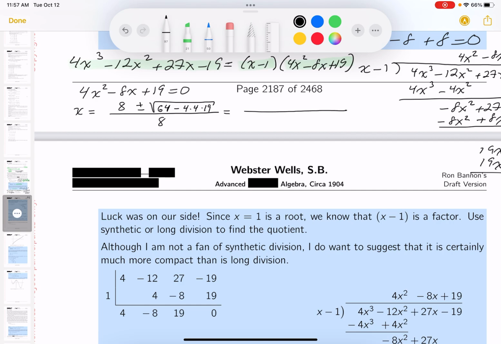Let's keep going. I know this is tough. 8 plus or minus. I got an 8 in the bottom. I got a root here. I'll figure this out for you. And it's going to be 64 minus 16 times 19. Well, I got some work to do here, don't I? So 64 minus, well, let's see. Maybe I'll do something like 16 times 19. 9 times 6 is 54.